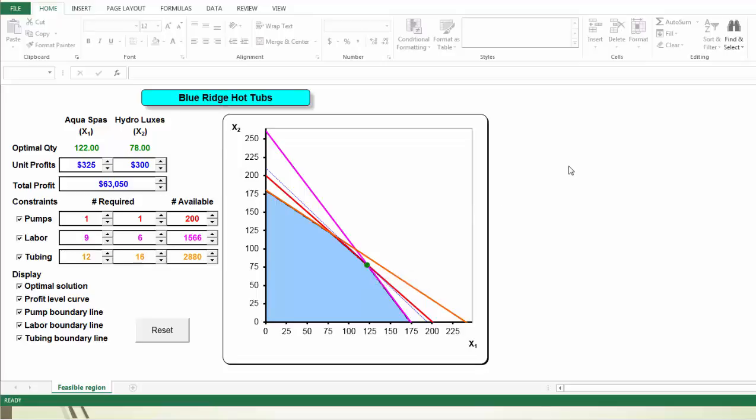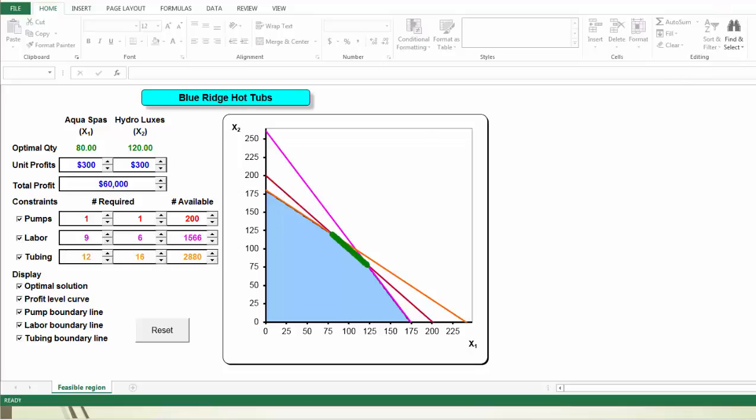Now let's keep making unit profit of Aquaspar smaller and smaller and see what happens. 320, 315, 310, 305, 300. Now what happened? Instead of having one green dot, we have a green line segment. You will notice at this moment the level curve is identical to our pump constraint boundary line.